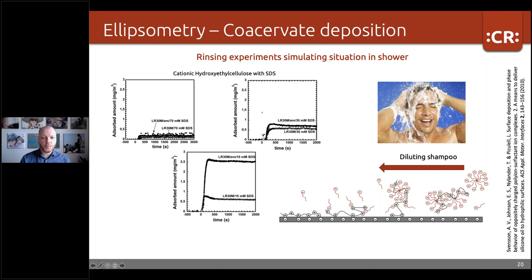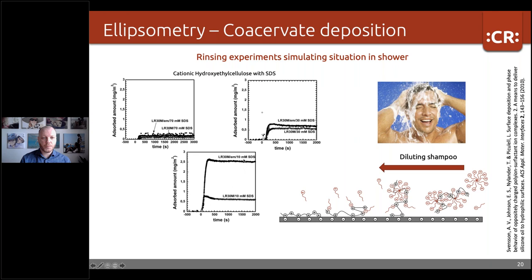And you can see at some specific starting mixtures, so if you start with really high SDS concentration here, you don't really get much deposition, because then you're too far away from the deposition window. But if you then have a lower surfactant to polymer ratio, you get deposition when you start to rinse. And in this case, there was not much difference comparing with and without the silicone oil.